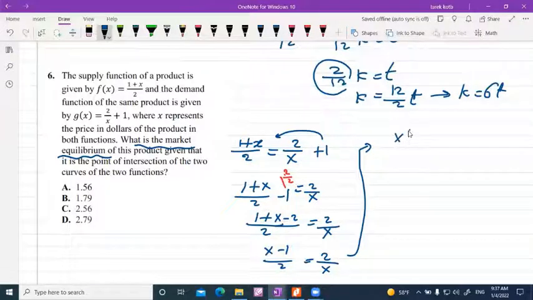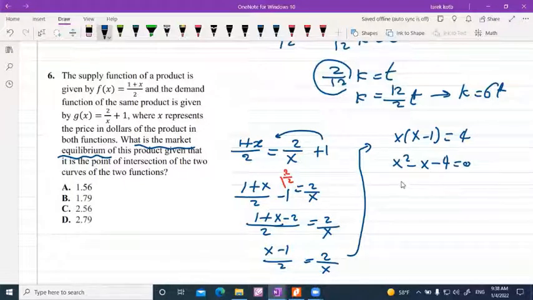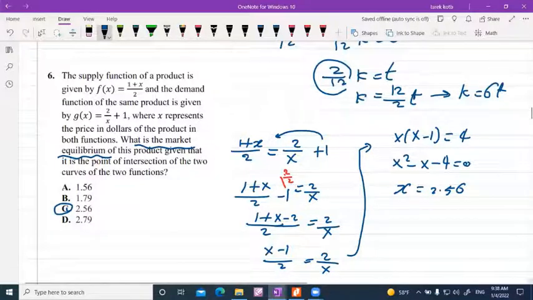And then you cross multiply. So it will be x times (x minus 1) equals 4. So it will be x squared minus x minus 4 equals 0. This quadratic equation, you can solve it by the calculator, mode 5 3, and then you will get x equals 2.56. The other value of x will be negative, so you only have this one.